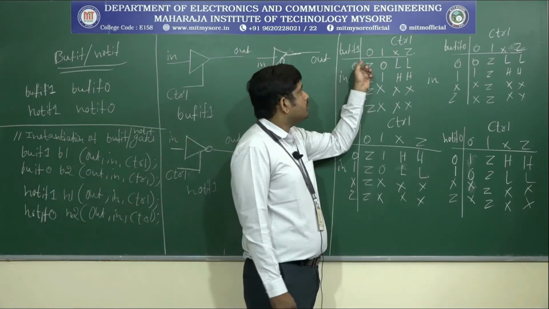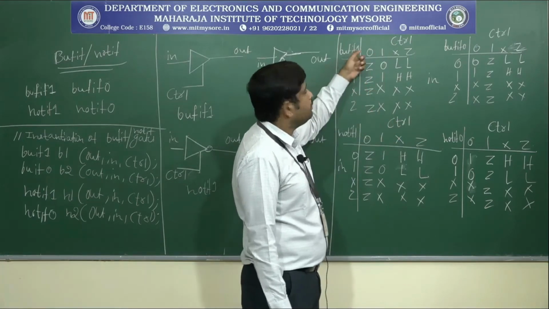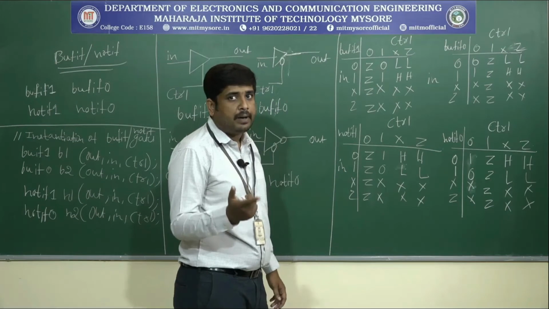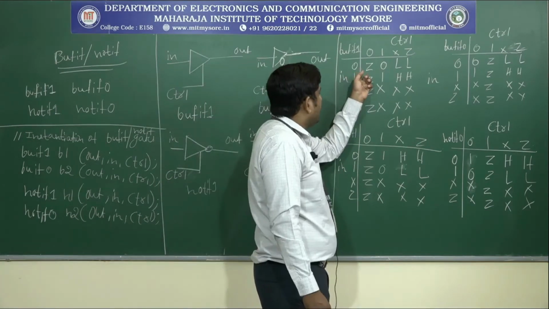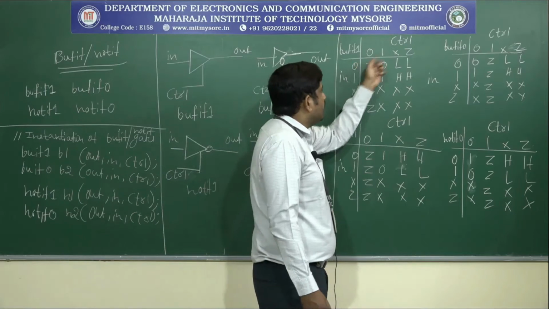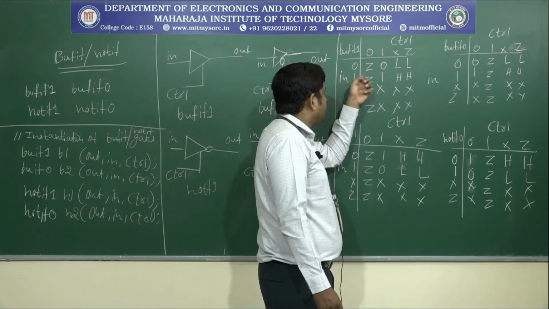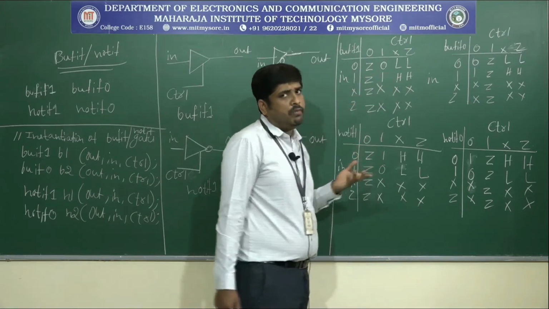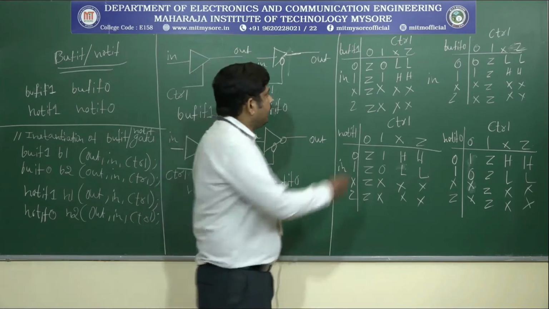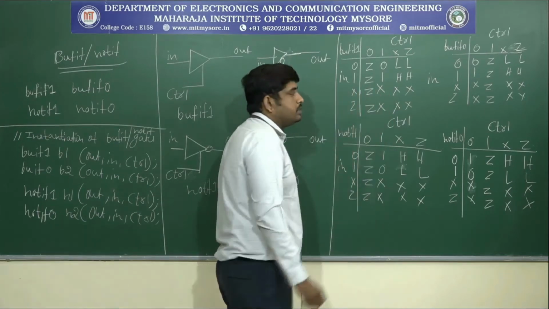When you apply input equal to 0 and the control signal is disabled, that is control signal is 0 for the first one, bufif1, then it produces Z, that is high impedance, at the output side. Then when the control signal is 1, the control signal is enabled. When input is 0 and control signal is 1, the output follows the input, that is output is equal to 0. When input is 1, output is 1. We know the meaning of buffer: whatever input you apply, the output follows the input. Suppose you apply don't care, it produces don't care only. Suppose you apply high impedance, it produces don't care.